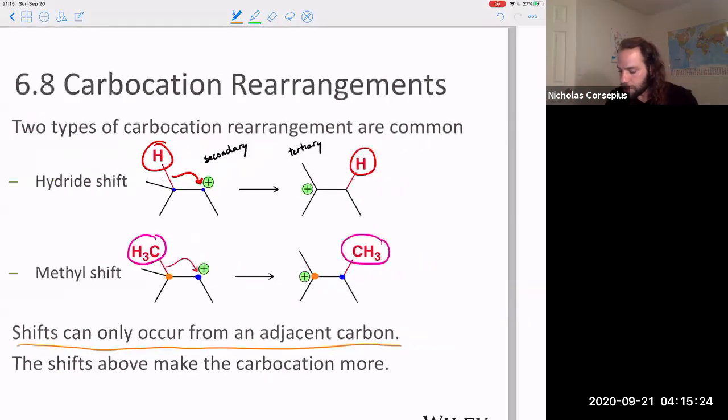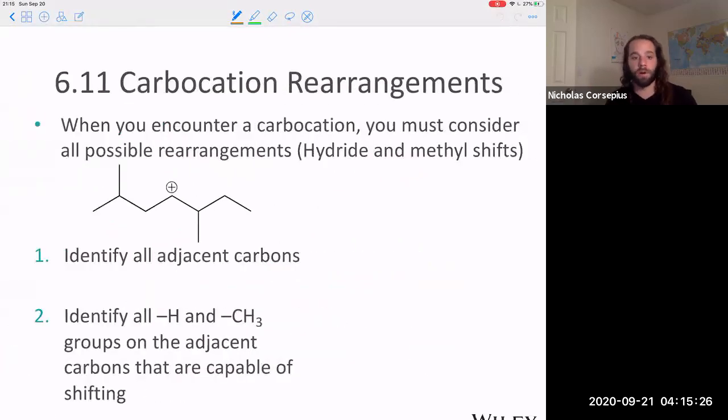Okay, so let's try to spot whether or not a shift will occur in a given situation. Okay, so again, only carbocations that we have to worry about. So given this carbocation, what am I going to do? I'm going to first look at its next door neighbors, because these are going to be the only two culprits here.